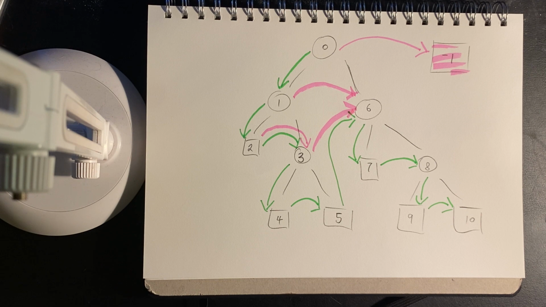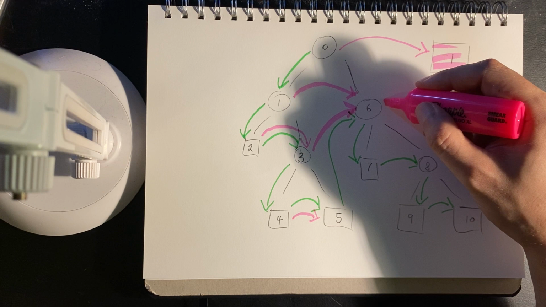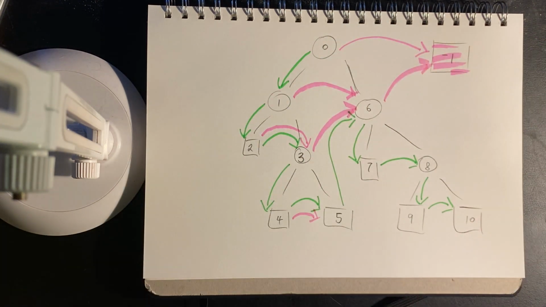So just for the sake of completeness, I'll finish off this tree. We can see here on node 6, if we've tried node 6 and that's failed, well then, nothing. We're done.